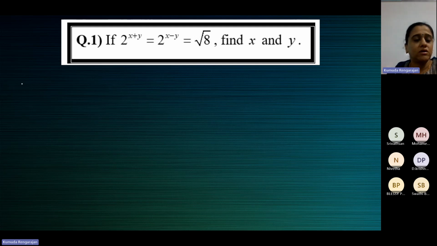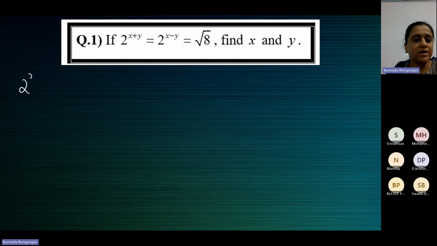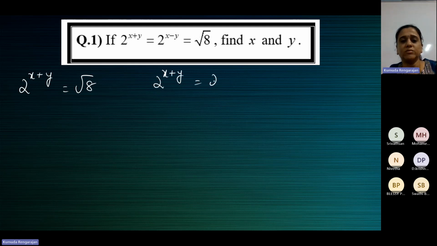When we have A is equal to B is equal to C, this means A is equal to B, B is equal to C, and C is equal to A, right? In the same way here we have 2 to the power x plus y is equal to root 8, correct? And also 2 to the power x plus y is equal to 2 to the power x minus y, right? A is equal to B, and A is equal to C.